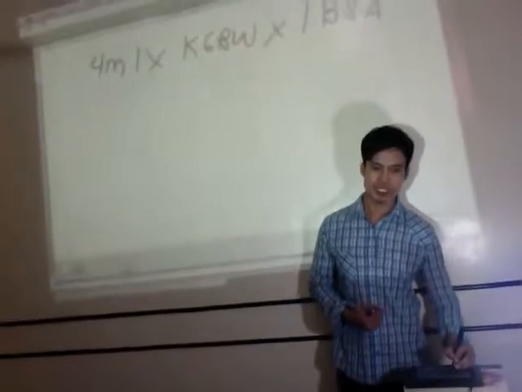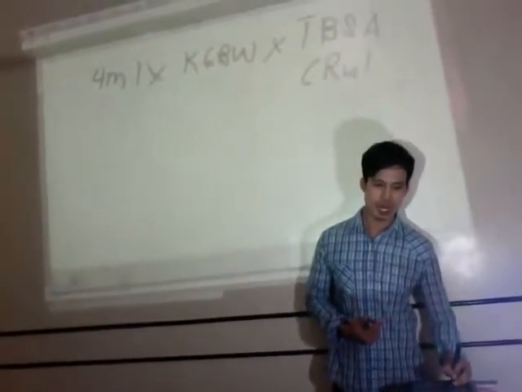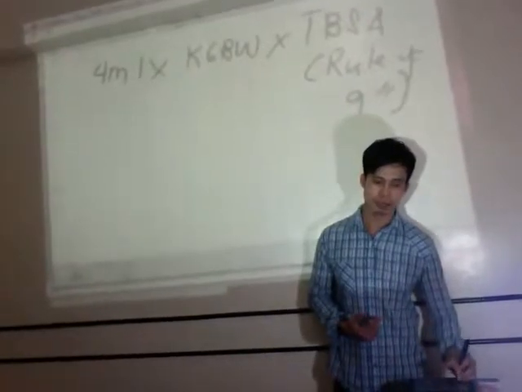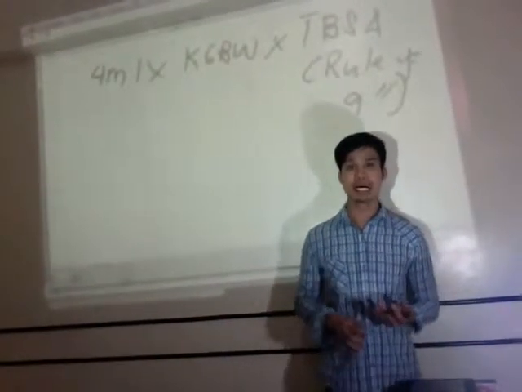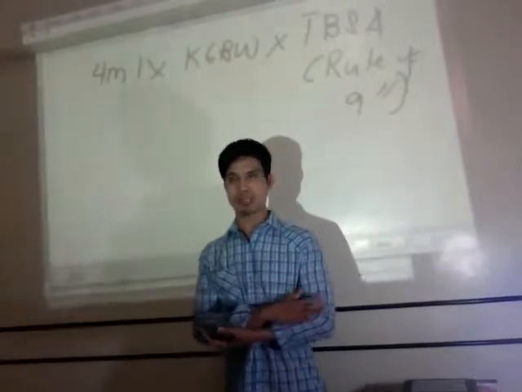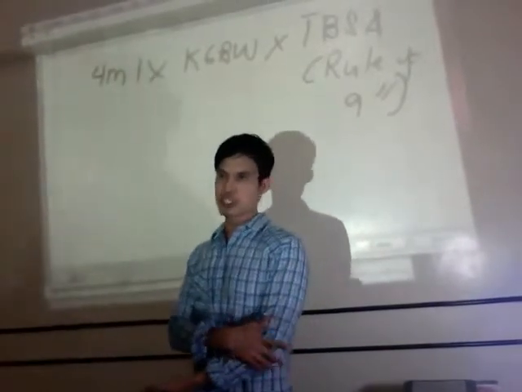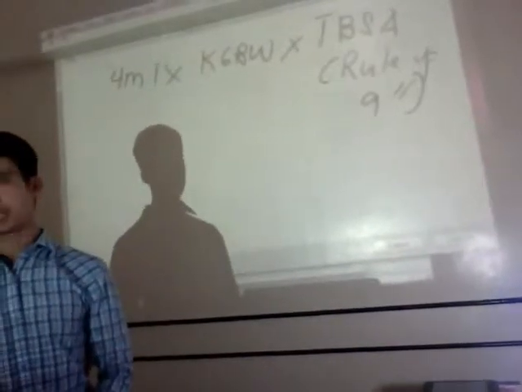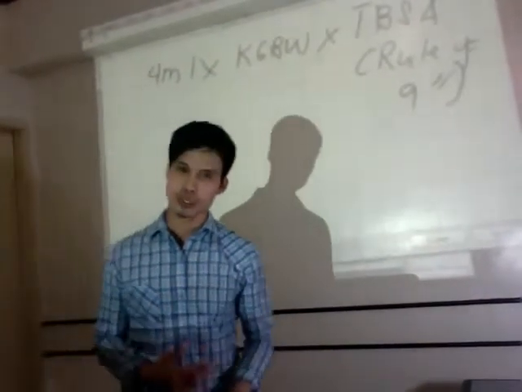So for your TBSA, you can make use of the rule of nines to approximate the burn or the area of the body being affected. So this is the formula again: 4 ml times kilogram body weight times the TBSA. Okay, so we can make use of the rule of nines.